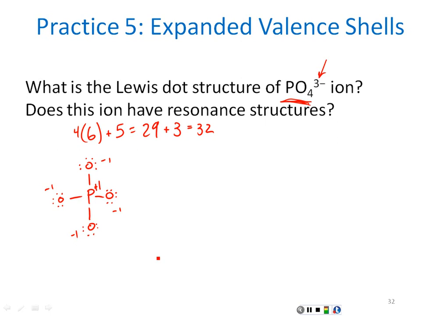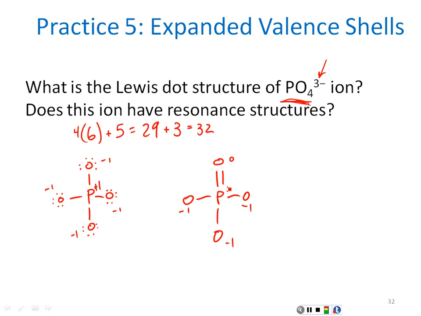But can we draw this structure in a different way to minimize the formal charges? And the answer would be yes. If we take a lone pair of electrons from one of the oxygen atoms and form a double bond. Now I'm not going to show all the non-bonding electrons, but that's the structure we'd end up with. Now if we calculate formal charges again, oxygens with single bonds will be -1. The oxygen with a double bond would be 0. Phosphorus now becomes 0 as well.